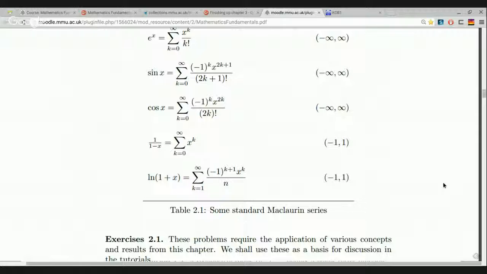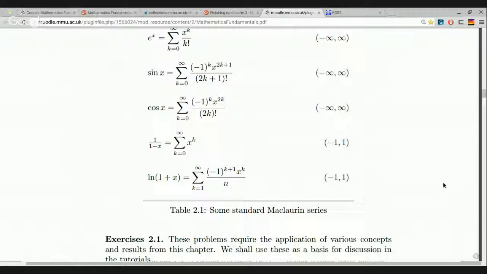So the first one is going to be an example showing. Now, some of you may have covered this in one of your tutorials, or you may not. But this is an example showing telescoping behavior of the partial sums. So this is an interesting technique which can sometimes allow you to evaluate the value of a series.